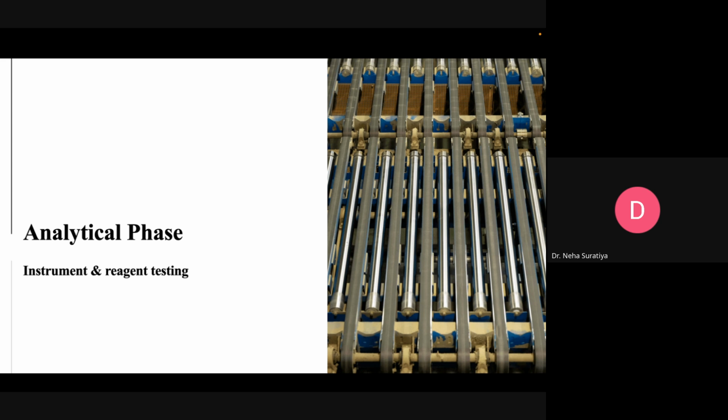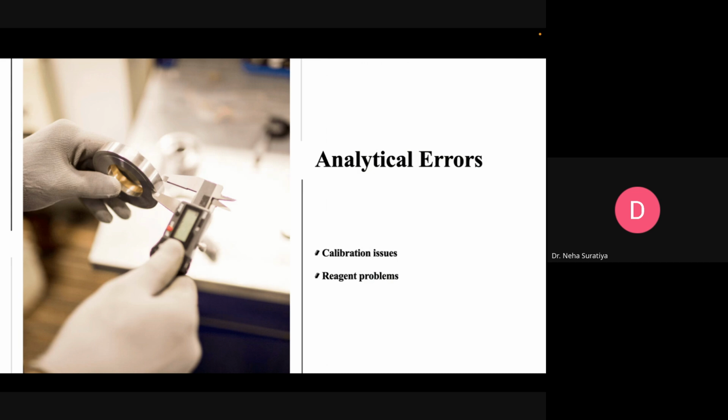I'm just showing you that these are the possibilities where errors can happen. So this is the analytical phase definition. It is instrument and reagent testing, and still it has chances of error. So what are the analytical errors that can occur? Analytical errors may occur due to improper calibration of instruments, deterioration of reagents, or technical faults in the analyzer.